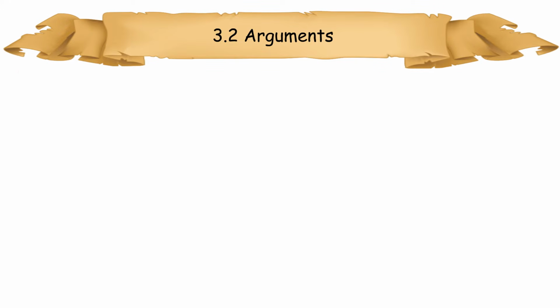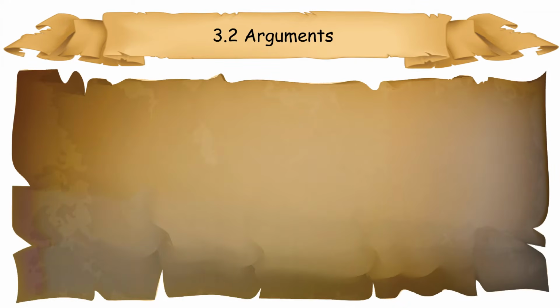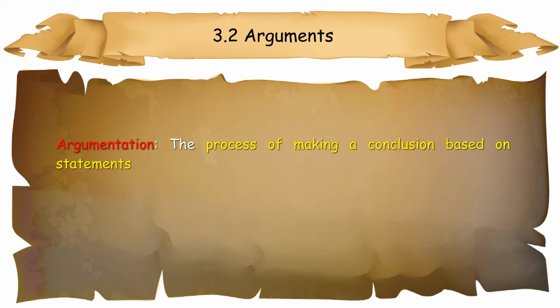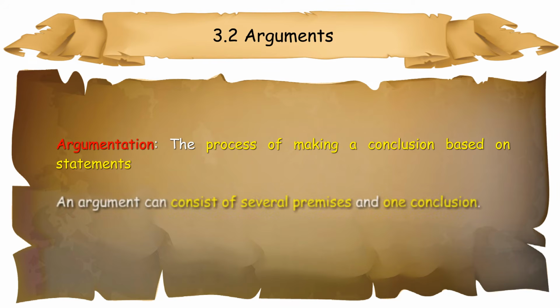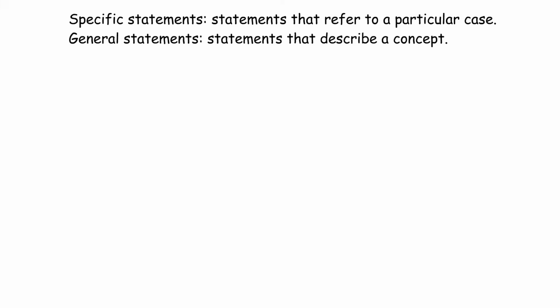3.2 Arguments. Meaning of an argument, difference between deductive and inductive arguments. The process of making a conclusion, based on statements, is known as argumentation. An argument can consist of several premises and one conclusion. A premise is a statement that gives information before making a conclusion, and a conclusion is an outcome or a decision. The specific statements are statements that refer to a particular case, while the general statements are statements that describe a concept.